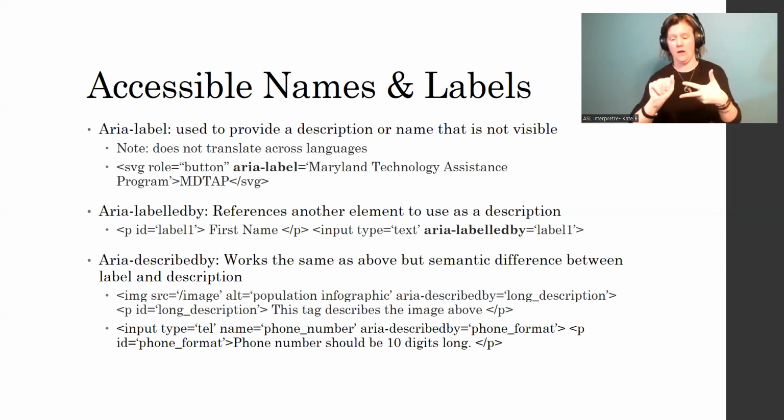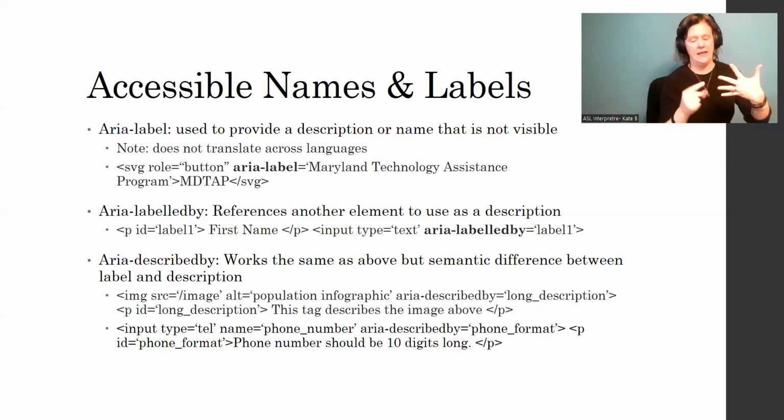So it kind of goes ARIA labeled by, ARIA label, ARIA described by, then HTML label, HTML title, HTML placeholder. Don't use placeholder. It's not reliable because as soon as you start writing in there, it's gone and then you have no label. So always use HTML label and then ARIA.